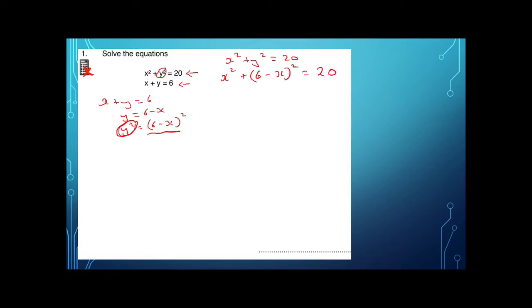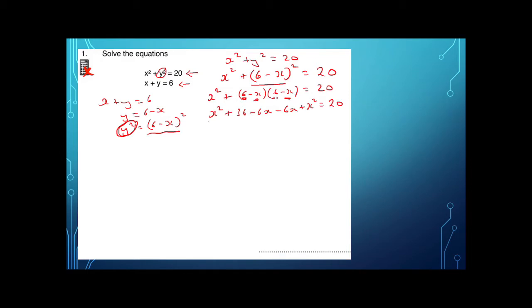Okay, now we have an equation in x, and that means only one letter, only one variable, so we can solve that. Okay, now we need to expand this bracket here. Now don't forget what that means. That means 6 minus x times 6 minus x. I'm going to do this sort of the long way. So 6 times 6 is 36. 6 times negative x is negative 6x. Negative x times 6 is negative 6x. And negative x times negative x is positive x squared is equal to 20.